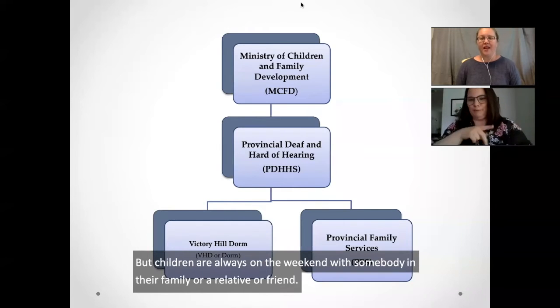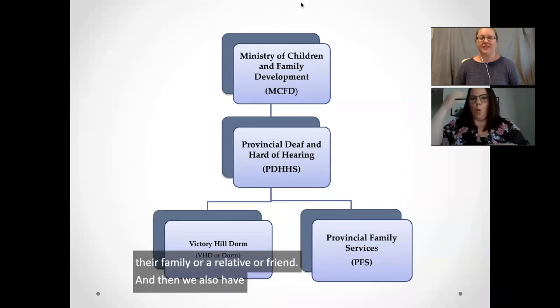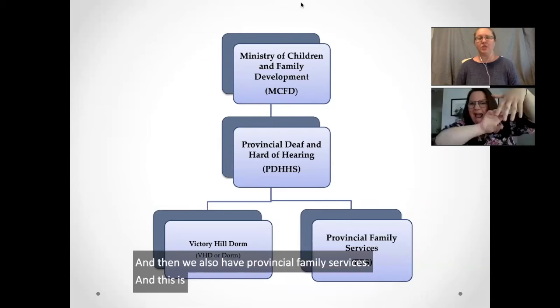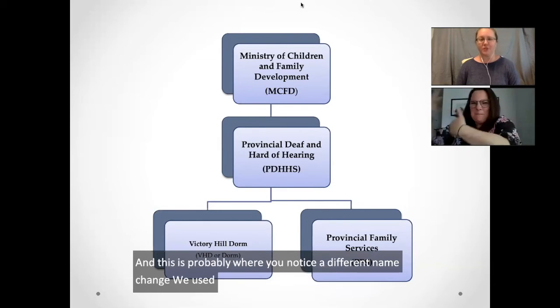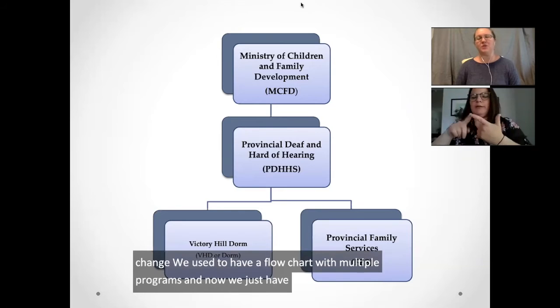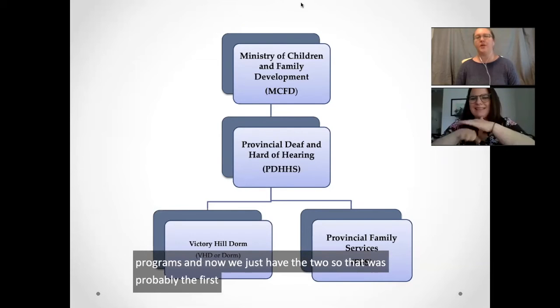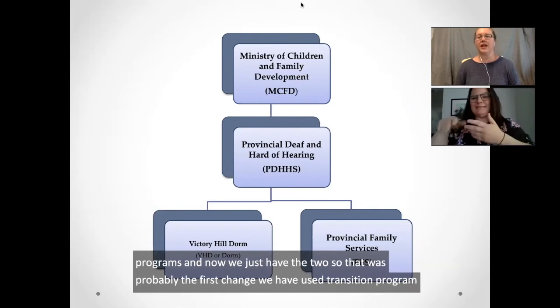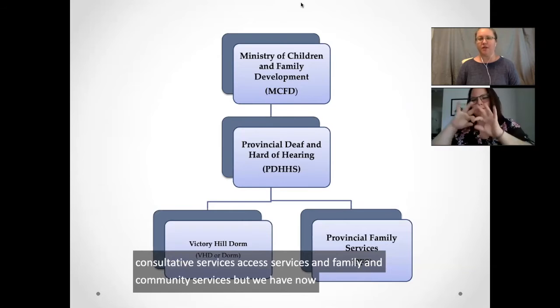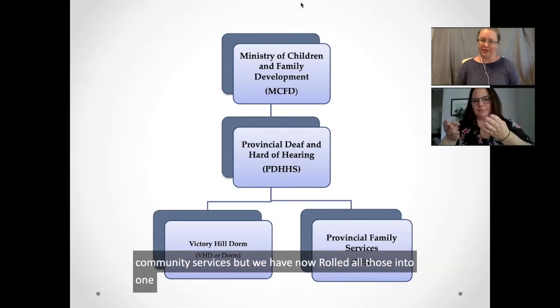And then we also have Provincial Family Services. And this is probably where you notice a different name change. We used to have a flow chart with multiple programs, and now we just have the two. So that was probably the first change. We used to have youth transition program, consultative services, access services, and family and community services, but we have now rolled all those into one called Provincial Family Services.